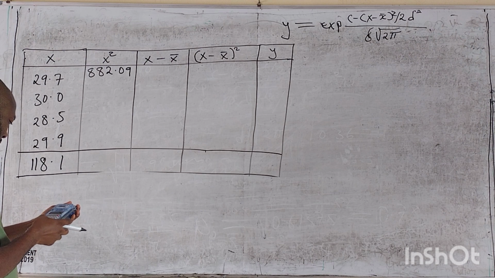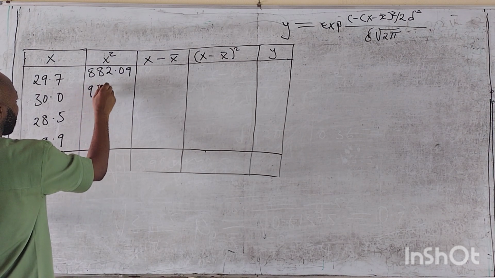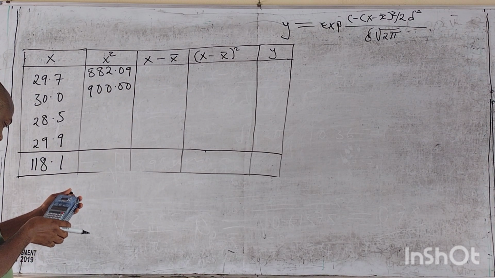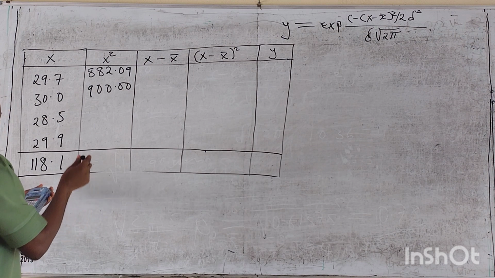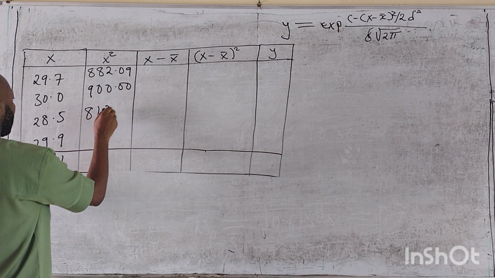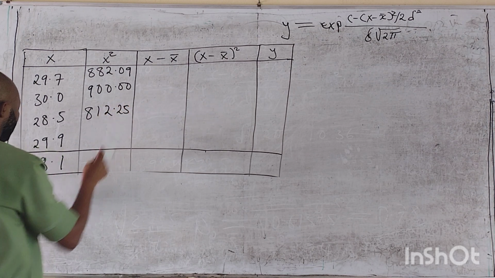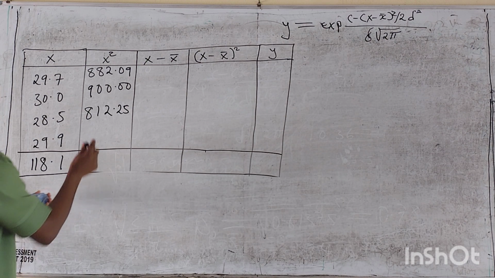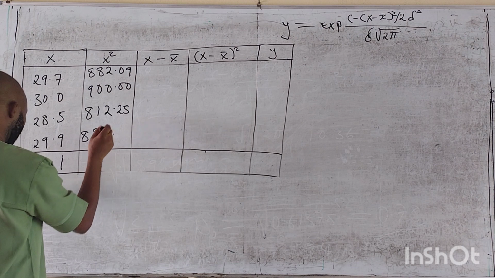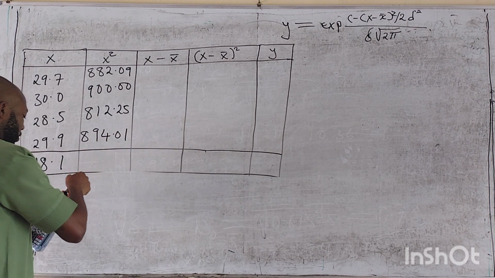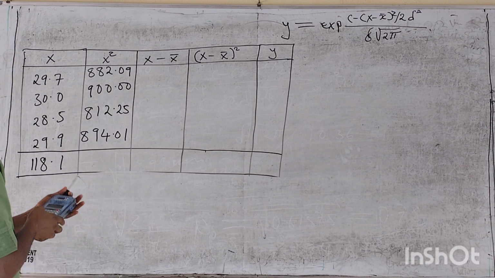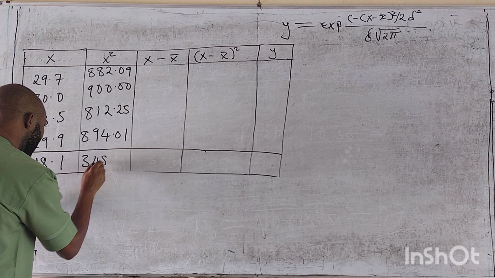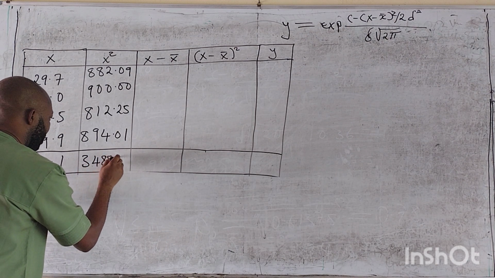30 squared is 900. 28.5 squared, 812.25. 29.9 squared, 894.01. So I'm also still going to sum this. This is 3488.35.